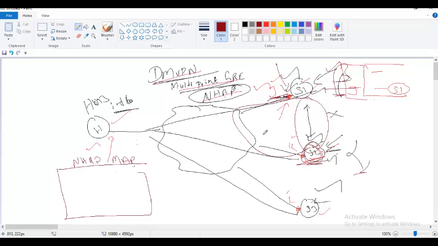So, as the word says, dynamic multi-point VPN. This is a tunnel that is established dynamically, not just one-to-one, but with multiple points. Dynamic multi-point VPN uses a protocol called mGRE, or multi-point GRE. Multi-point GRE comes with NHRP, Next Hop Resolution Protocol. Is there any question?